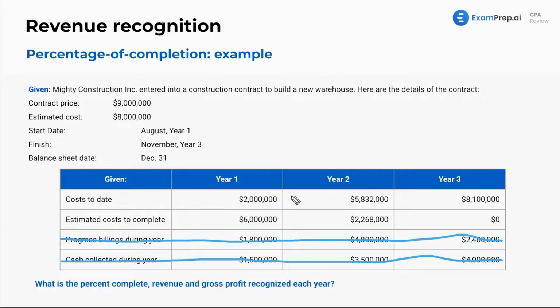So in year 1, we had 2 million of costs. In year 2, we had a little over 5 million, almost 6 million. And then in year 3, we had 8 million. And you see, our initial estimated cost was 8 million. In year 3, our total costs were 8,100,000. So as I was mentioning before, we've got some changes in estimates, which is fine. And I'll show you how to account for those. The estimated cost to complete at the end is $0, right? At the end of the project, you're not going to have any estimated cost to complete. It's done. There's nothing more to be done there.